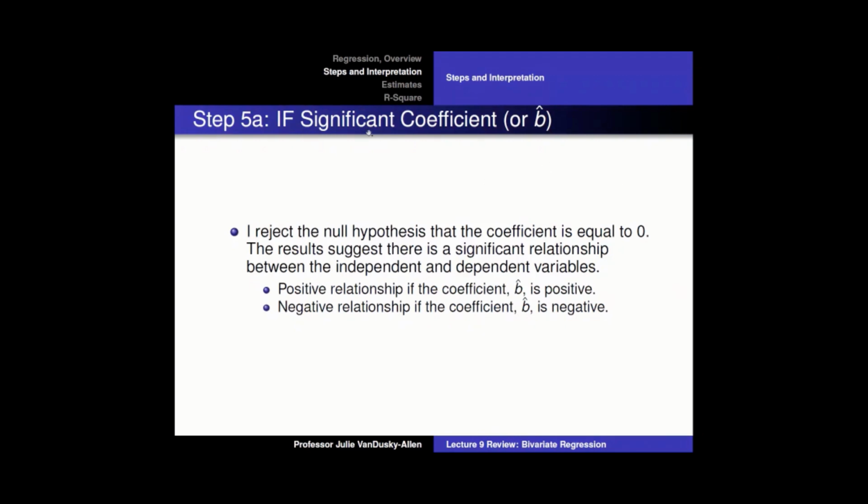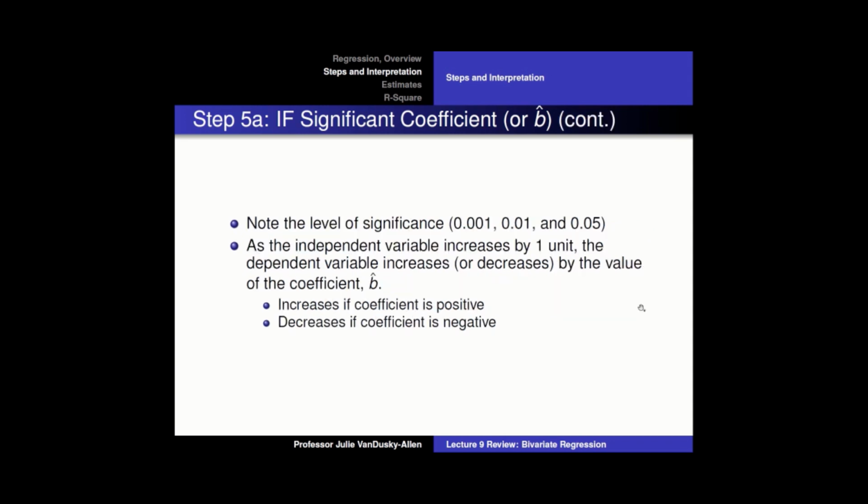Now, if you have a significant coefficient, you can interpret the coefficient. You start by saying something like this. I reject the null hypothesis that the coefficient is equal to 0. The results suggest that there's a significant relationship between the independent and dependent variables. And then you would note if that relationship is positive or negative. It's positive if the coefficient b hat is positive, and it's negative if the coefficient b hat is negative. You would also note the significance level, 0.001, 0.01, or 0.05.